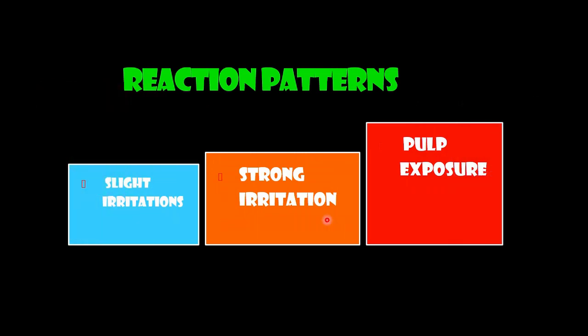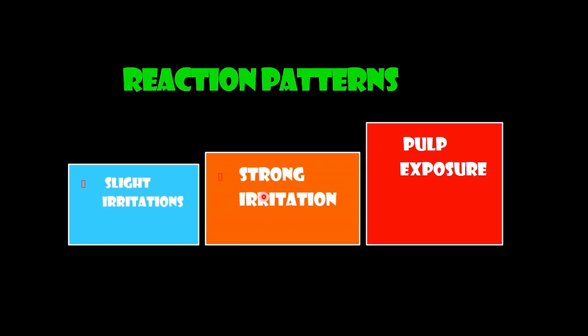Now what are the reaction patterns that we can see in case of slight, strong and pulpal exposure cases? So in case of slight irritation, say for example a medium cavity, which is filled with restorative material of low toxicity or diffusibility or high hydrophobicity, and also there is no bacteria present. In that case, if there is no further added irritation, there will be new reactionary dentin formation and the result will be favorable.